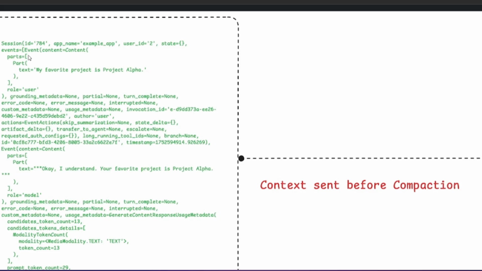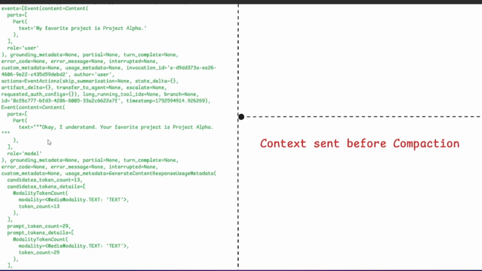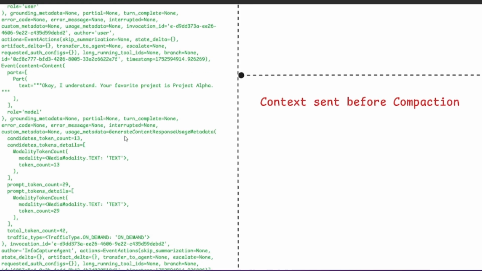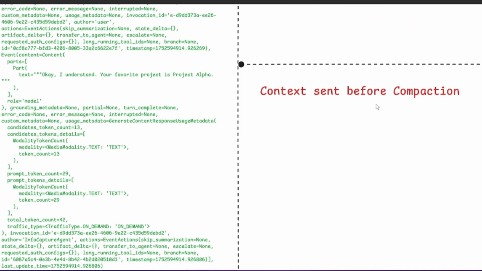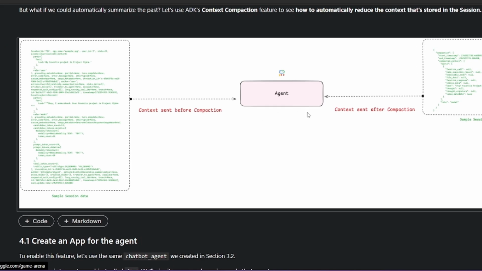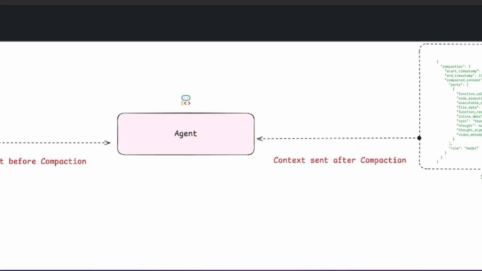The session ID, and this is the code. First we will compose the content into parts. We will use NLP here, and the role is user. Grounding metadata is none. Then after that we will add parts, for example text: "Okay, I understand your favorite project is project alpha." Then role equals model. So this is the sample session data, and it is sent to context compaction before completion, then it is sent to the agent. After context compaction it will be the sample session data.